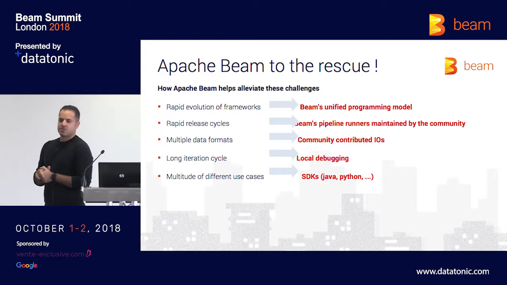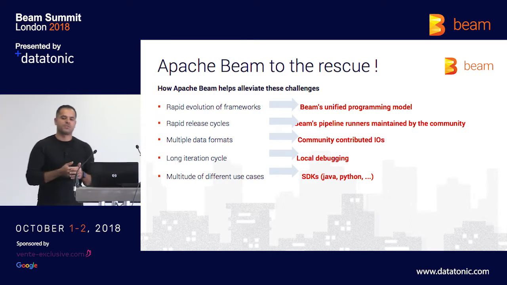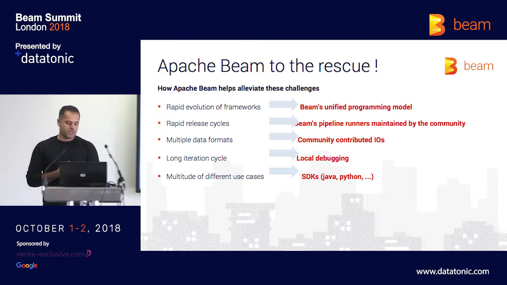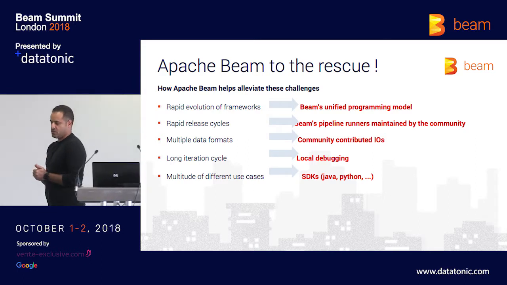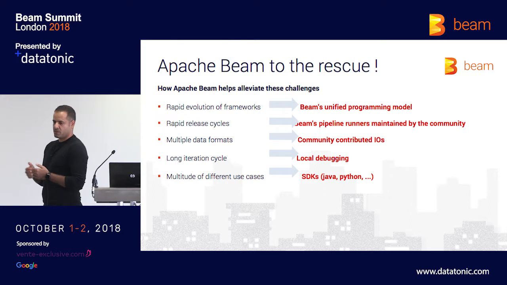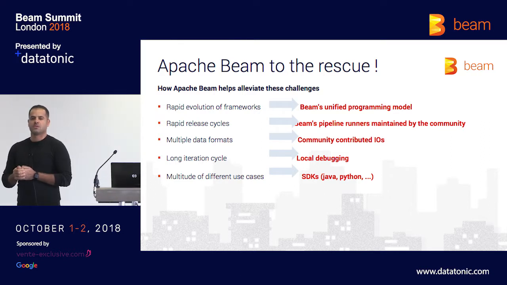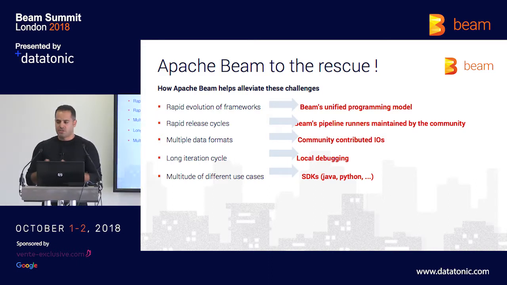You can just test on your direct runner. It should be equivalent to what we're testing on other types of runners. And then for the different use cases, you have the different SDKs. We talked about Java, the most complete one, Python, and the new Go SDK. So that's what we saw during our preparation for the new product.